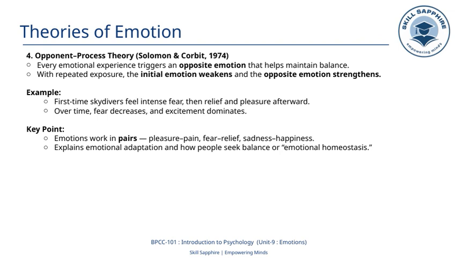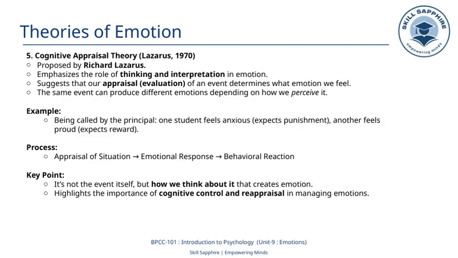The key point here is that emotions tend to work in pairs: pleasure and pain, fear and relief, sadness and happiness. This pairing explains how we adapt emotionally over time and strive for a kind of balance, often called emotional homeostasis. It's a really fascinating way to understand why our feelings change and how we seek stability in our emotional lives. Let's take a closer look at the cognitive appraisal theory, proposed by Richard Lazarus in 1970.